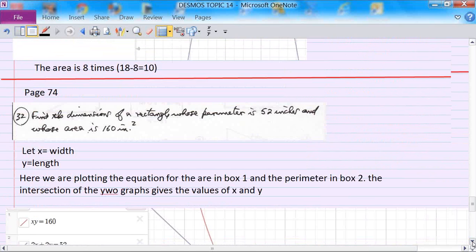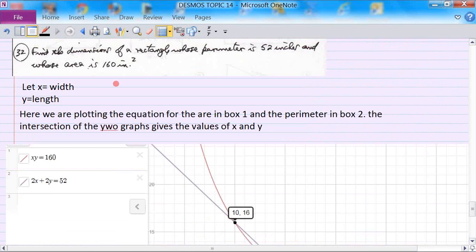Now, here's something that's quite neat. Find the dimensions of a rectangle whose perimeter is 52 and whose area is 160. We let x equal the width and y equal the length. X times y equals the area. So the length times the width equals the area, which is 160. Then I put an equation in, 2x plus 2y equals 52 for the perimeter, because the perimeter is twice the length plus twice the width.